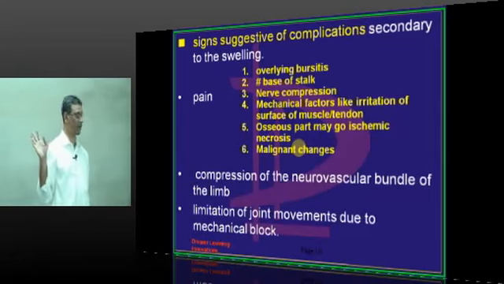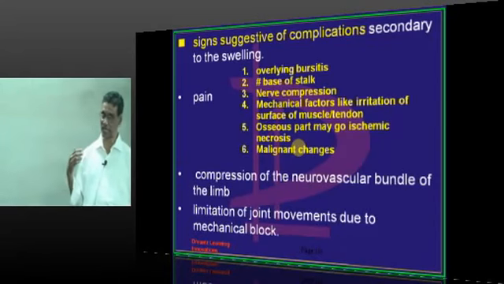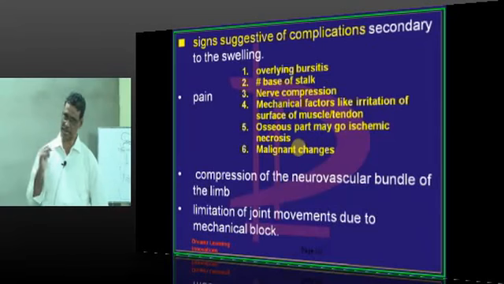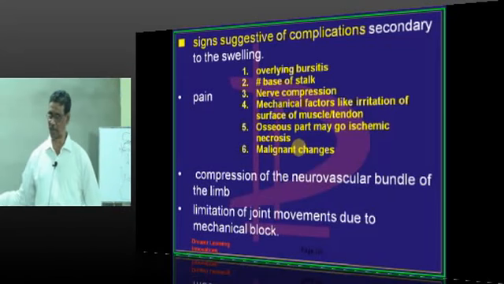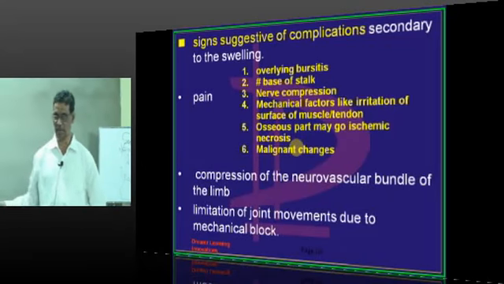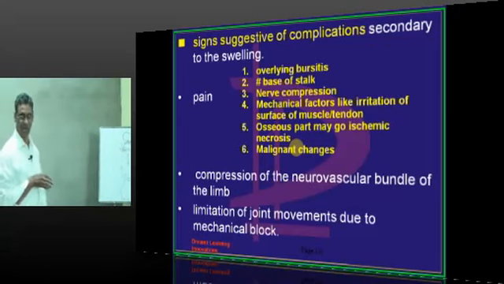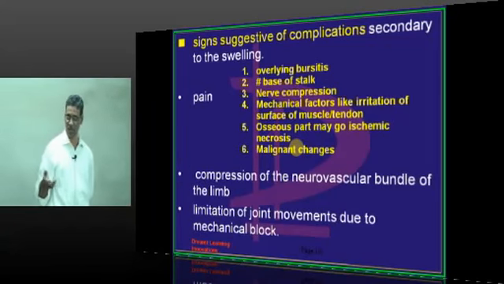Compression of the neurovascular bundle of the limb. Suppose now there is an osteochondroma at the fibular head. What is the important thing you think in the case of neurovascular compression? Yes, it is the common peroneal nerve. So there is a swelling at the fibular head, and the person may be suffering from foot drop. That is compression of the common peroneal nerve. That is one of the nerves. At the medial epicondyle, there may be ulnar nerve palsy, like that.